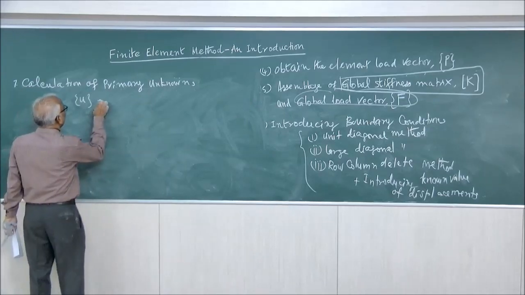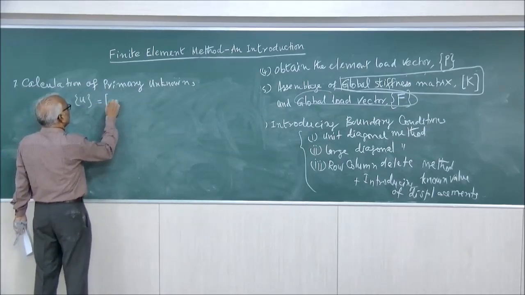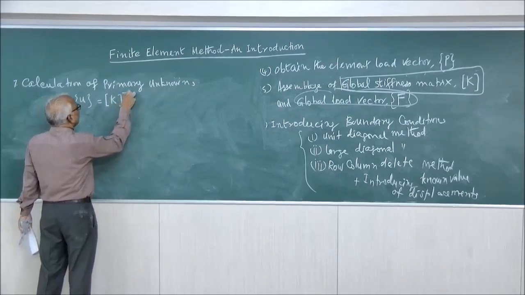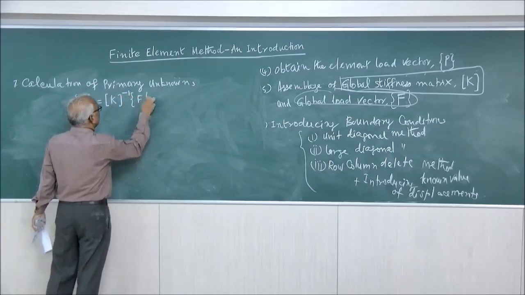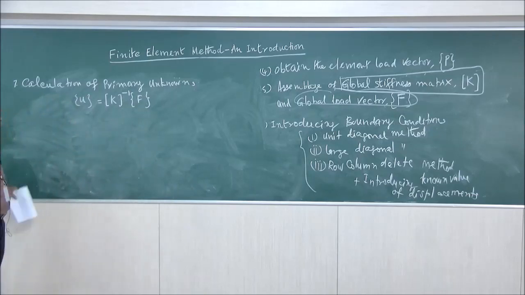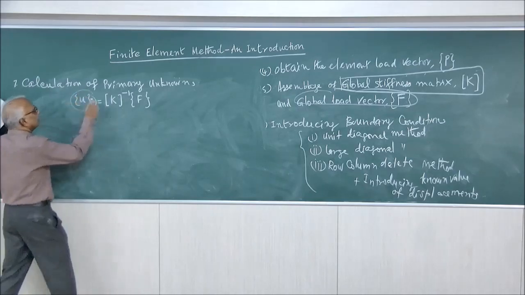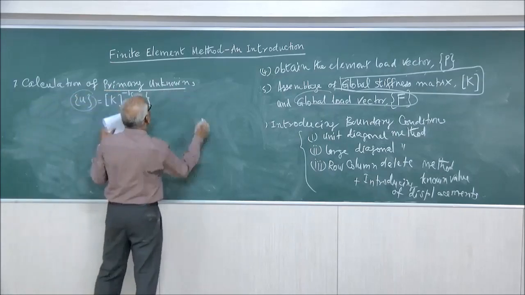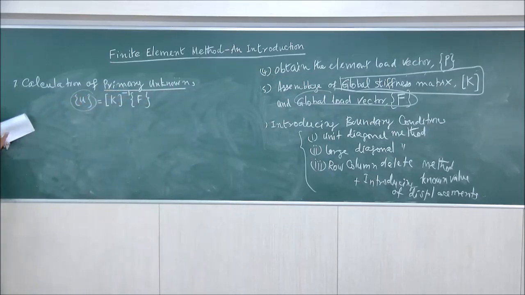Therefore, now you have to find out U equal to K inverse into F, because you know K into U equal to F. U stands for the system displacements, K stands for the system stiffness matrix, and F stands for the system forces. Now you will have to get the value of U. They are the primary unknowns. We are following displacement based approach. Therefore, the system displacements are our primary unknowns.